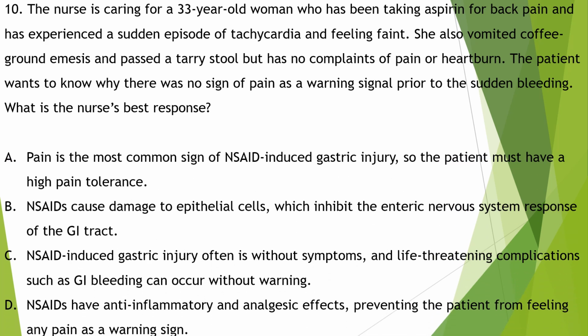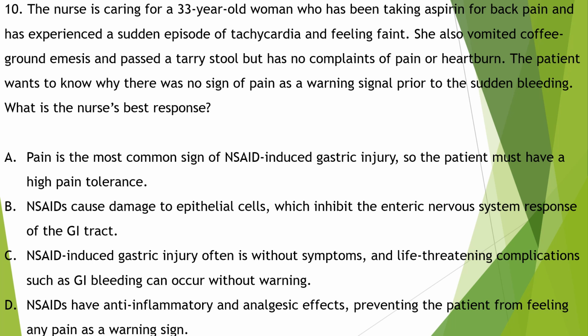Pain is the most common sign of NSAID-induced gastric injury, so the patient must have a high pain tolerance. NSAIDs cause damage to the epithelial cells which inhibit the enteric nervous system response to the GI tract. NSAID-induced gastric injury often is without symptoms, and life-threatening complications such as GI bleeding can occur without warning. NSAIDs have anti-inflammatory and analgesic effects, preventing the patient from feeling any pain as a warning sign.